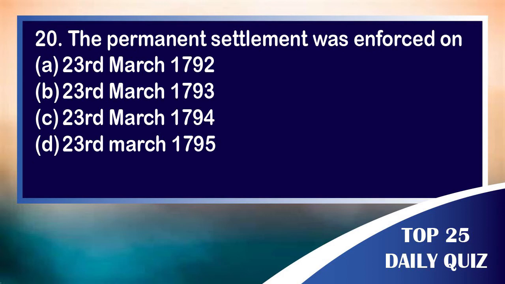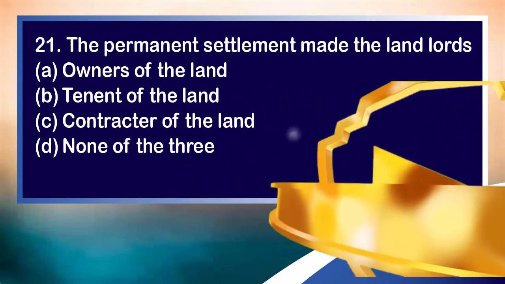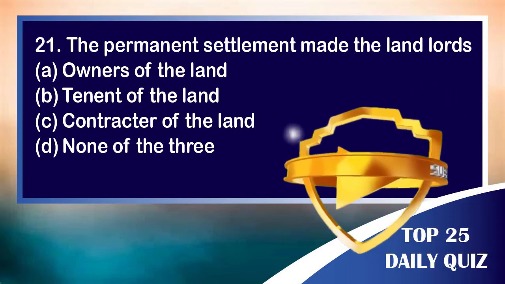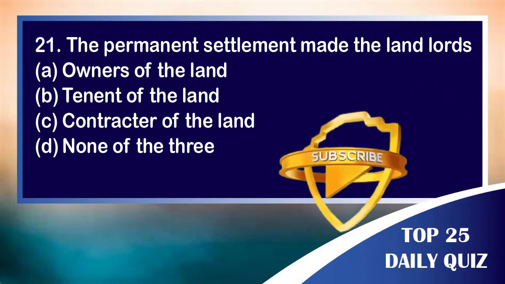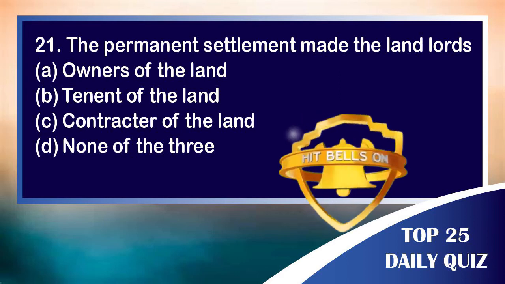Question 20. The permanent settlement was enforced on option A, 23rd March 1792. Option B, 23rd March 1793. Option C, 23rd March 1794. Or option D, 23rd March 1795. The correct answer is option C, 23rd March 1794.